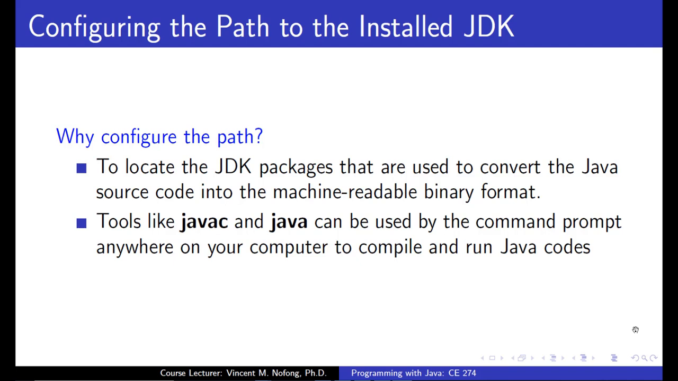This is to enable the computer locate the packages that we would be able to use to convert our Java source code into the machine readable binary format. And additionally, if we are using the command prompt to compile or run our Java codes, commands such as the javac, which is to compile, or the java, which is to run, we would be able to use them anywhere on our computer once we've been able to configure the path.